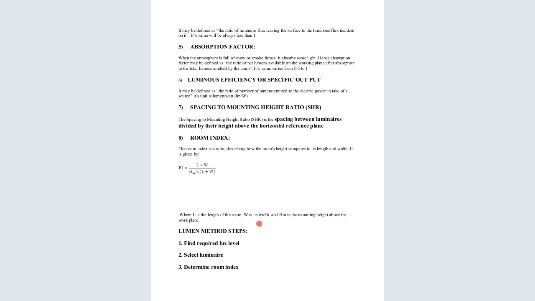Another thing is the luminous efficiency or specific output. This may be defined as the ratio of the number of lumens emitted to the electric power intake of a source. So these are formulas that we are going to use. Its unit is lumens per watt. So that is called the luminous efficiency or the specific output factor.